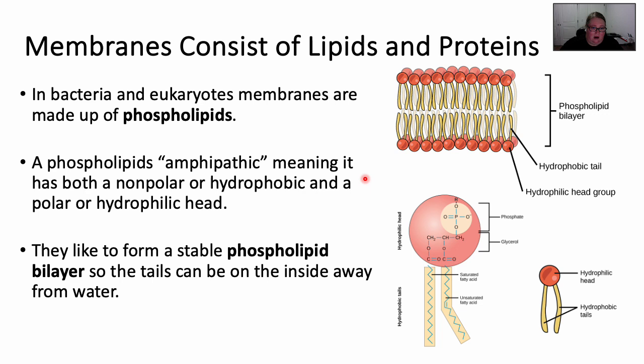Now, a lot of our phospholipids have a kink in them, like we can see here. This kink is important. It allows the lipid bilayer not to get too rigid. Okay, it keeps it fluid.